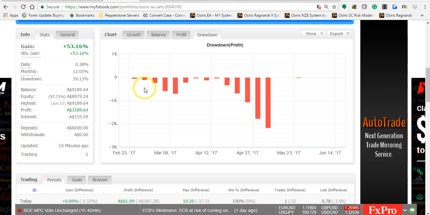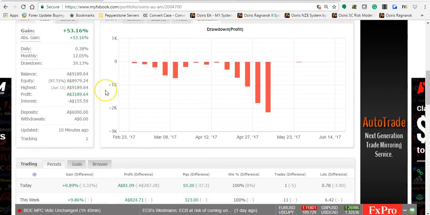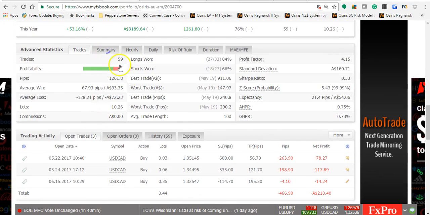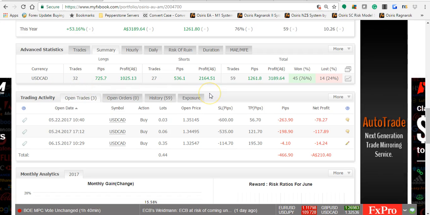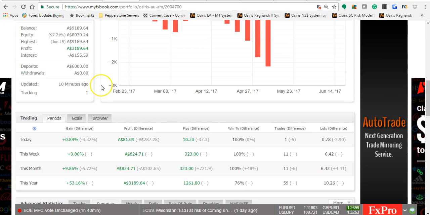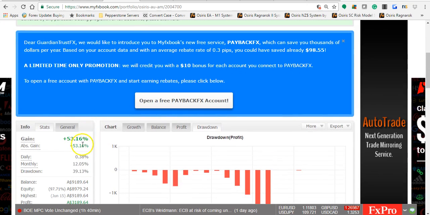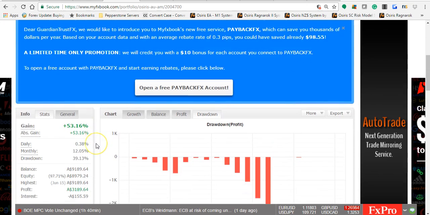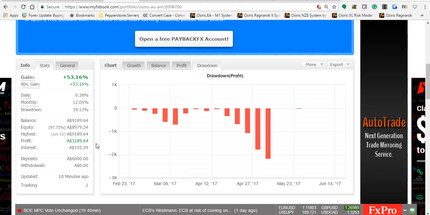Now the S&P 500, based on the compound annual growth rate, is giving you 5.35, but so far using Osiris in only one currency here, we're only trading one currency due to the size of the account, you are generating in 3.5 months 53.16%. It's a decent return. Now, of course, you're taking some risk, but the most important thing is that the risk is worth it.